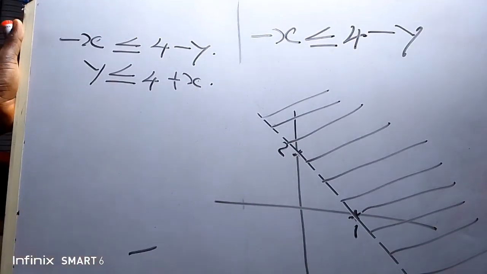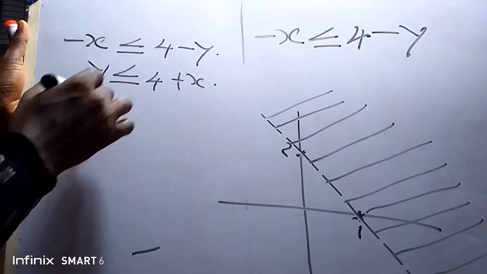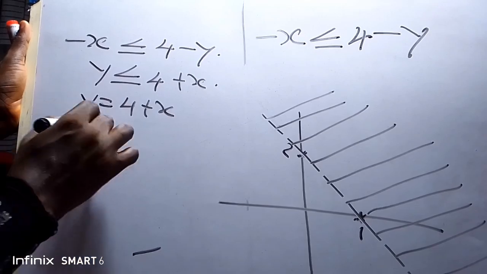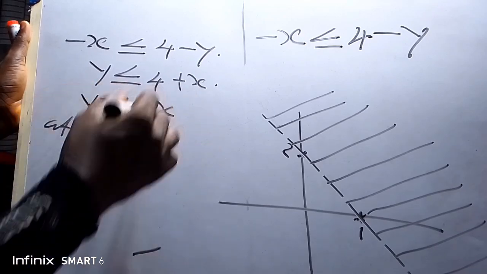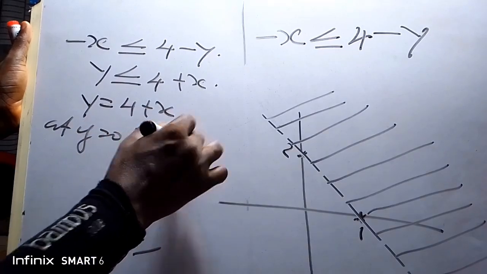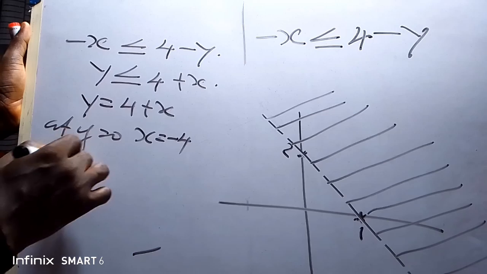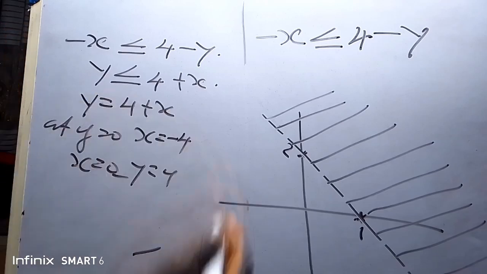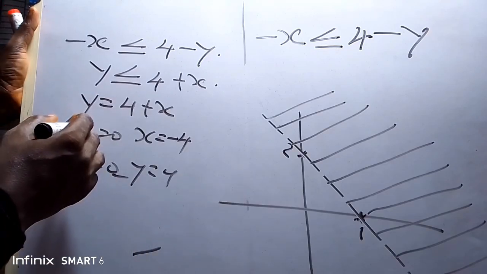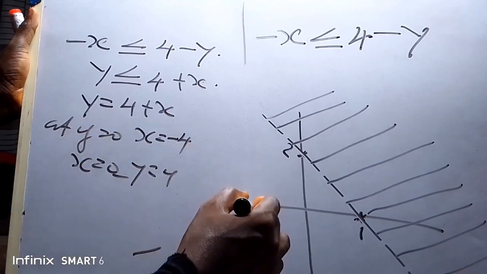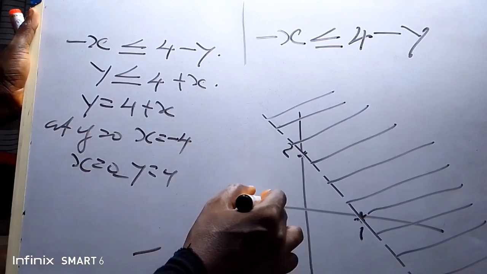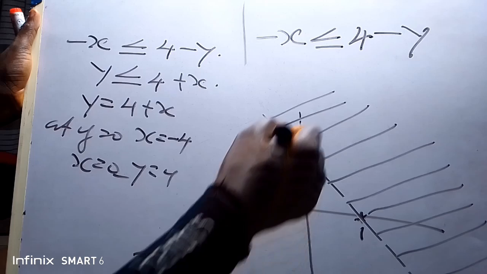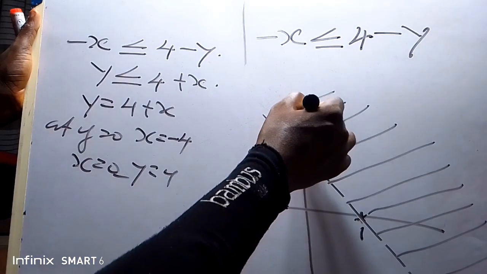Alright, so let's locate the value of y as usual. And of course, we say y is equal to 4 plus x. Now at y equals 0, if you substitute this here, you will discover that x is equal to minus 4. And again at x equals 0, you see that y is equal to 4. Now let's sketch this. So at y equals 0, we say that x is minus 4. So let's assume that we have our minus 4 here. At x equals 0, y is equal to 4. So let's say this is where our 4 is.